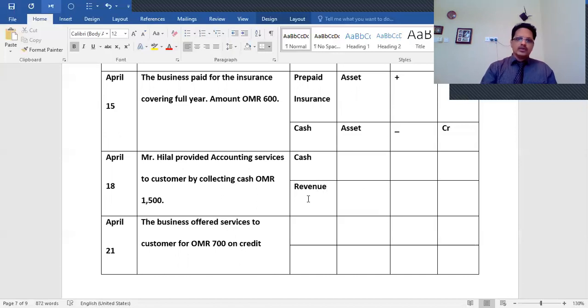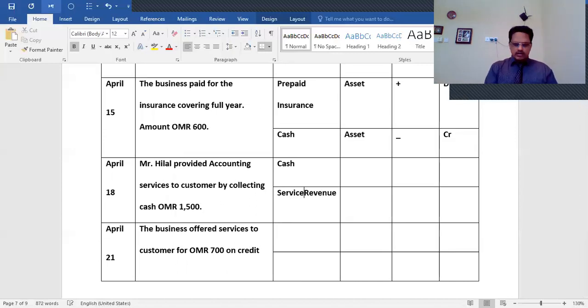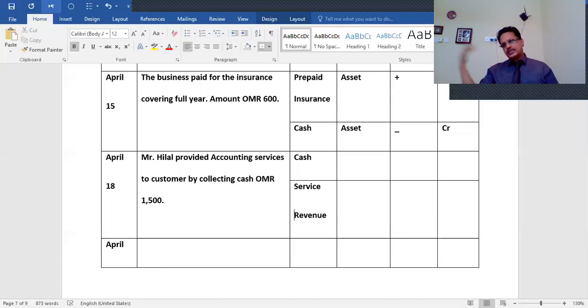Sales revenue and service revenue you can distinguish. That will be good for analysis later and helpful for you. Sales revenue means revenue from the sale of goods. The other one is revenue from providing service. Some organizations may be doing both, sale of goods and service.